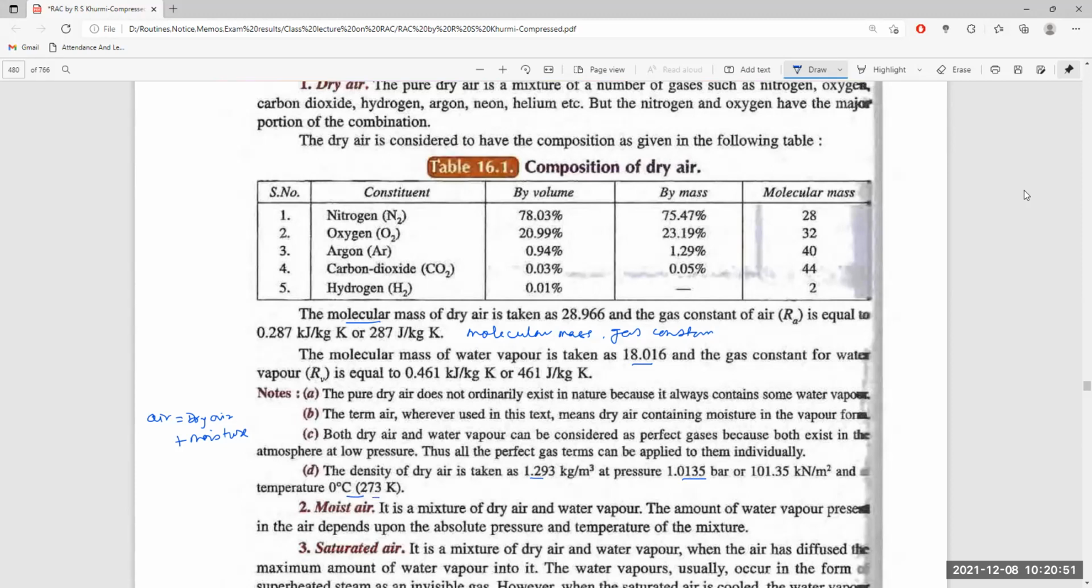Moist air is a mixture of dry air and water vapor. The amount of water vapor present in the dry air depends upon the absolute pressure and absolute temperature of the mixture. So the amount of vapor present always depends on the absolute pressure and absolute temperature.